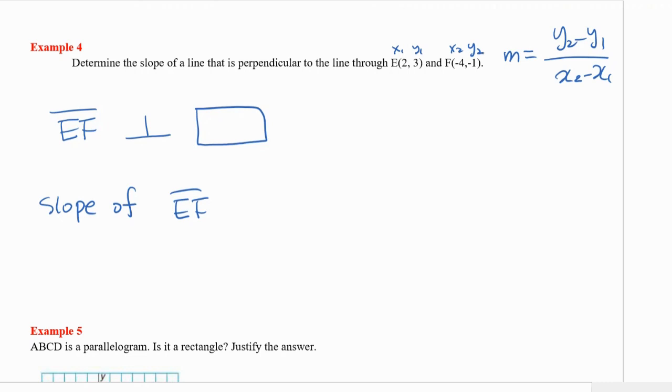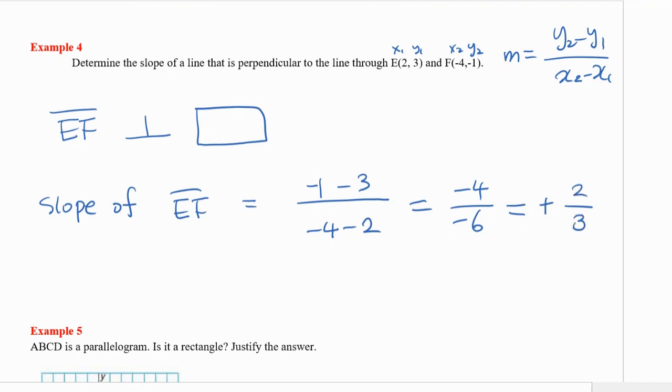Alright, then slope of EF, y2 minus y1 over x2 minus x1. Negative 4 over negative 6. If you reduce it, negative and negative becomes positive. 4 over 6 is 2 over 3. So positive 2 over 3. You can omit the positive sign. So this is the slope of EF.